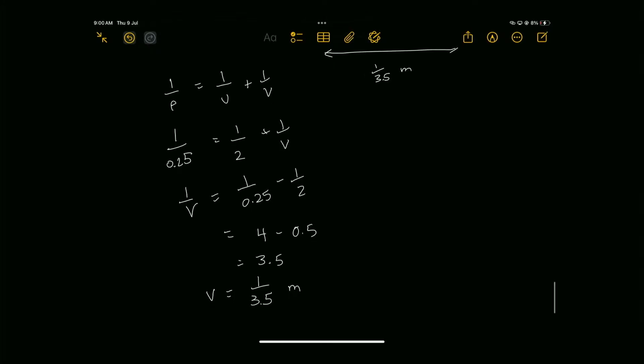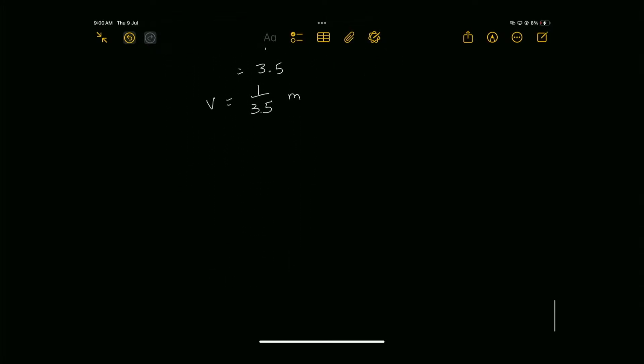Now in part D, light traveling in air is incident on a glass block at an angle of 30 degrees to the normal. Calculate the angle of refraction in the glass block, which has a refractive index of 1.5. So we're basically going to use Snell's law, right? Because air, as we know, we can assume the refractive index of air to be the same as that of vacuum.